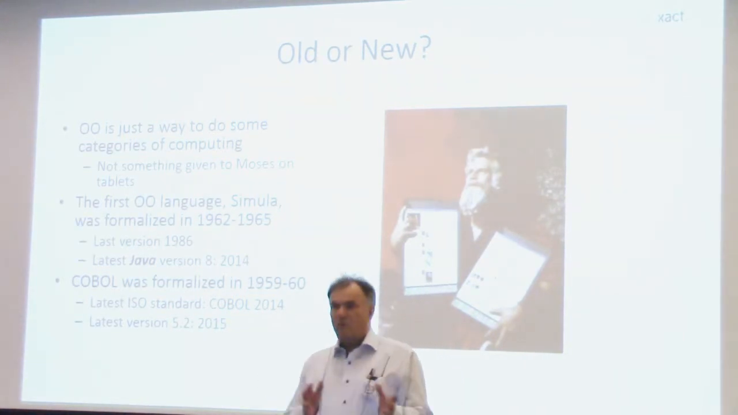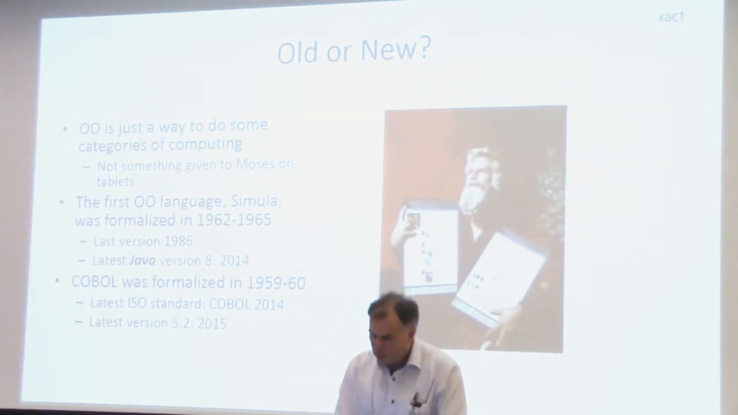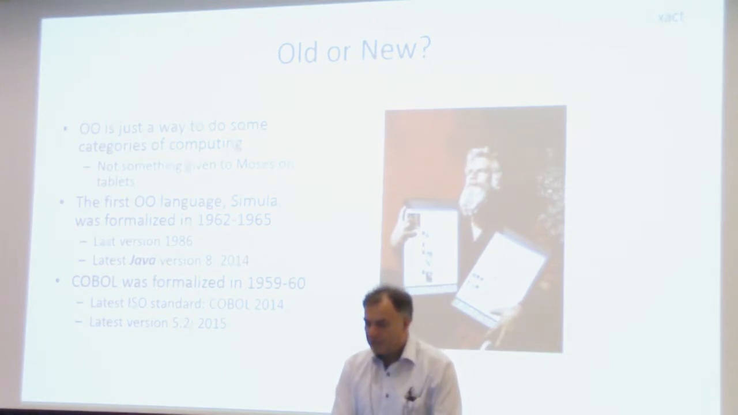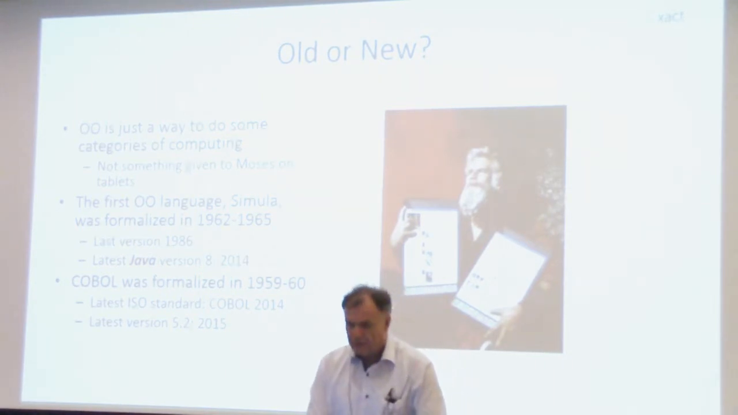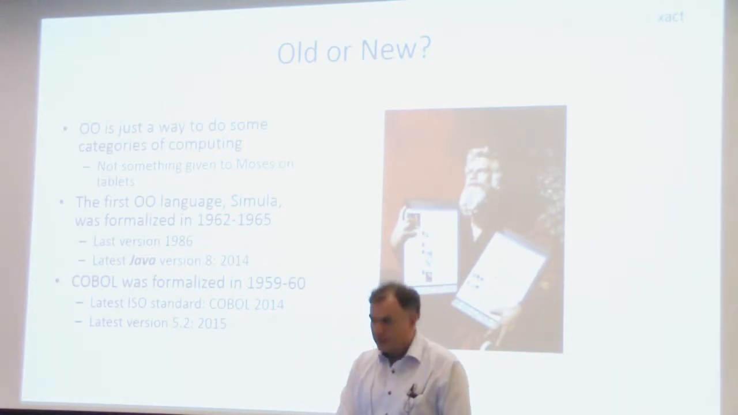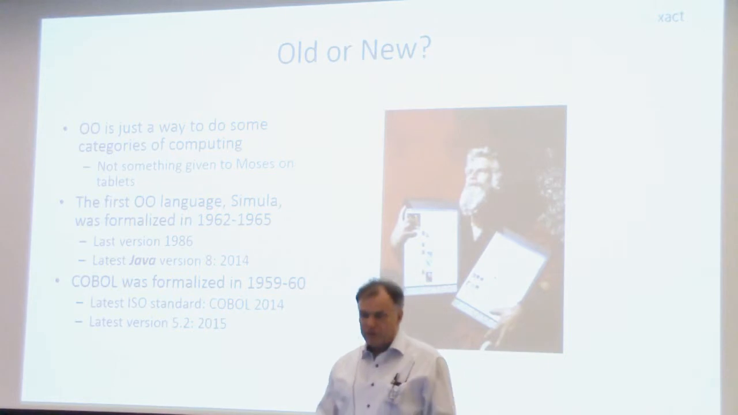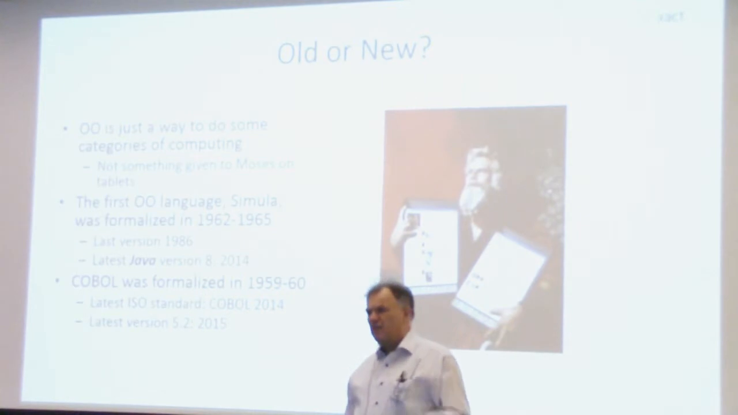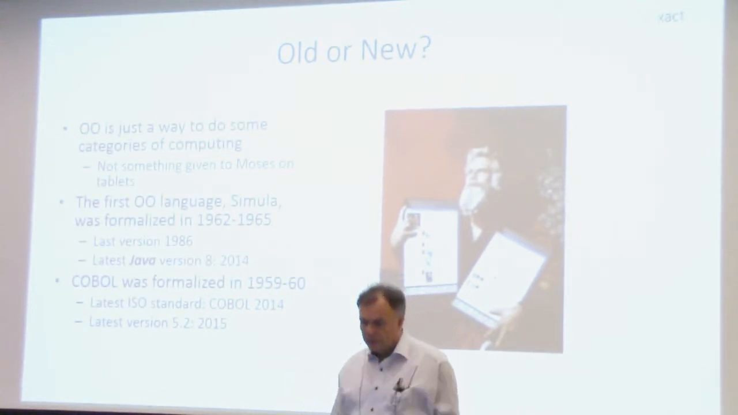If you look at what is old and what is new, the actual fact is that the first OO language, Simula, which was invented in Oslo, Norway, was formalized in the early 60s. The last version of Simula was in '86, so it doesn't live anymore. The latest Java version is from 2014. COBOL was formalized 2 years earlier than Simula, and the latest standard is also 2014. So old and new, well.